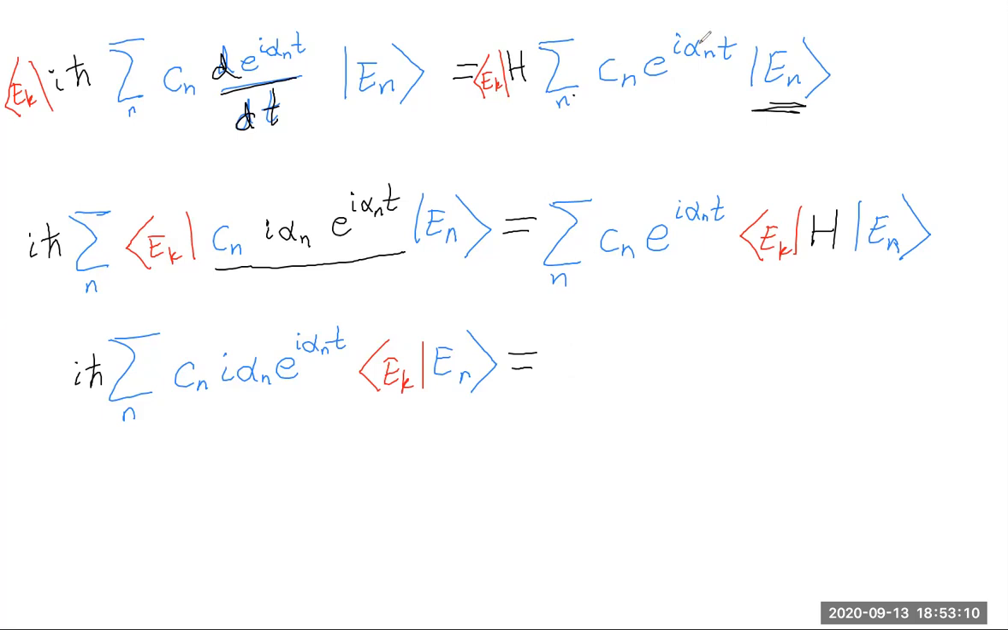All right, so this then is equal to the sum over n, C sub n, e to the I alpha n t. And then I've got this crazy operator, E_k, times the operator, the Hamiltonian, H, which is acting on the state E sub n.